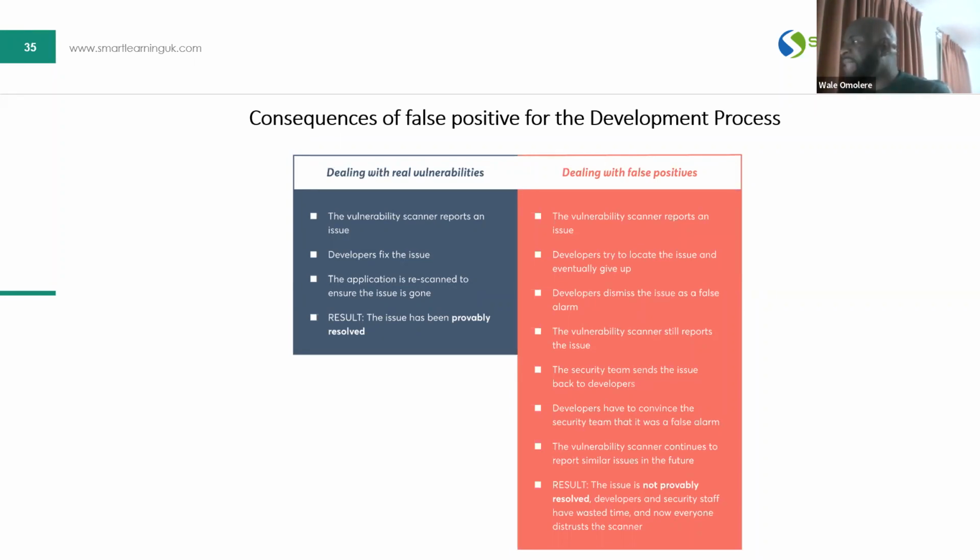The vulnerability scanner still reports the issue, because when you scan again, the same issue keeps reoccurring. The security team sends the issue back to the developer. The developer has to convince the security team that it was a false alarm. The vulnerability scanner continues to report similar issues in the future. Result: the issue is not provable or resolved. Developer and the security staff would have wasted time, and now everyone would distrust this scanner.